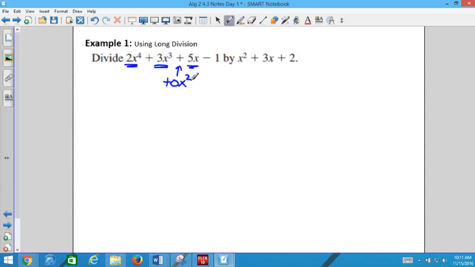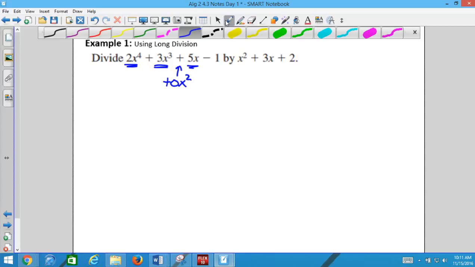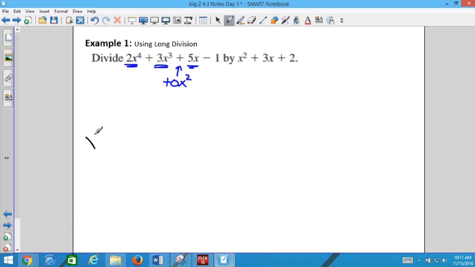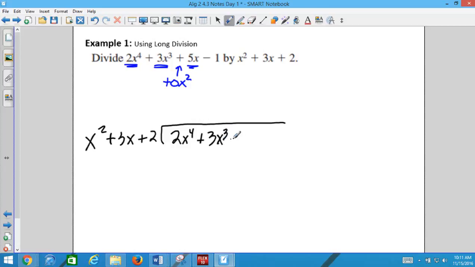Then what we're going to do is we're going to set this up like a long division. What we are dividing by is what goes in front. So I'm going to have x squared plus 3x plus 2. We're going to take that into 2x to the 4th plus 3x to the 3rd plus 0x squared plus 5x minus 1. So we're going to divide those.